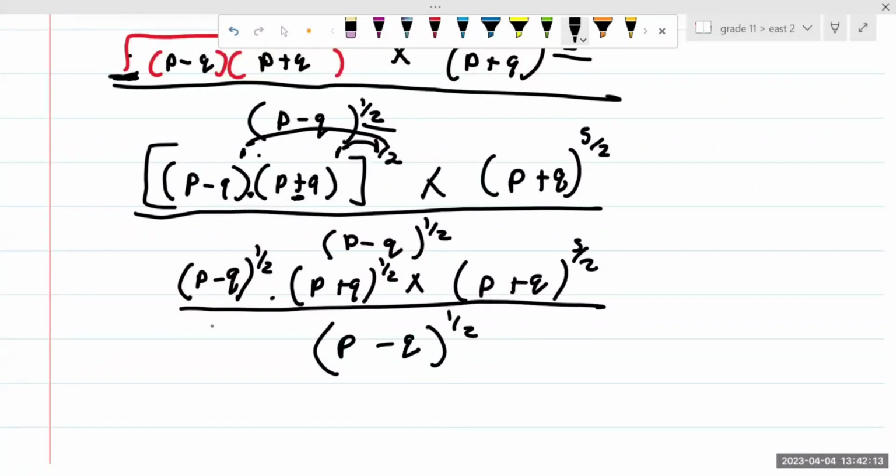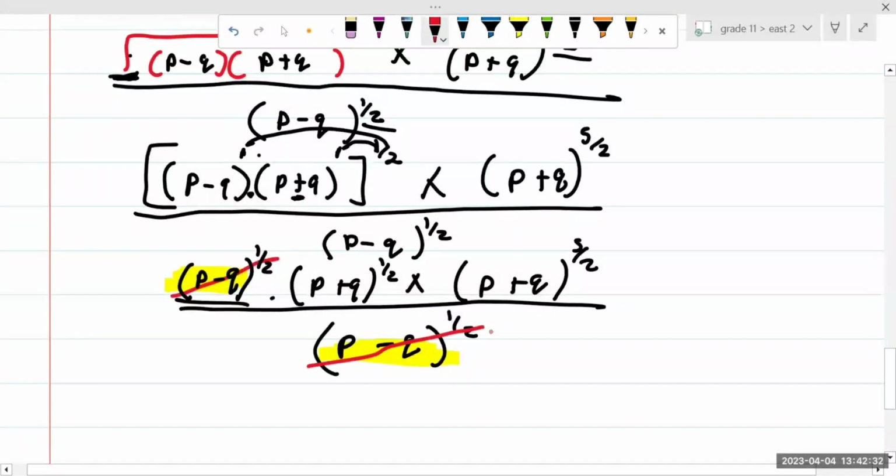Now here, this space and this space, let me show you what I mean. This whole thing, I can take it as one thing. It's one base here, it's to the power 1 all over 2. This whole thing here, it's another base, it's to the power 1 all over 2. So I will say these two things here are going to divide each other because bases are the same and then we are dividing. Okay. You see what I'm talking about here?